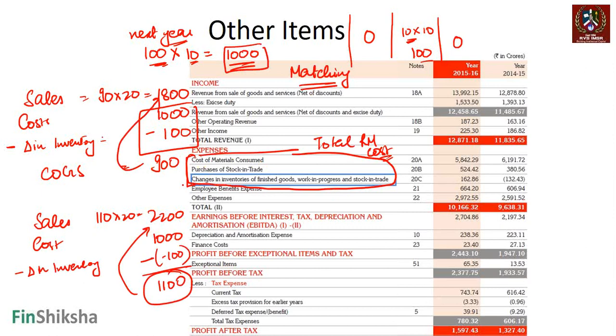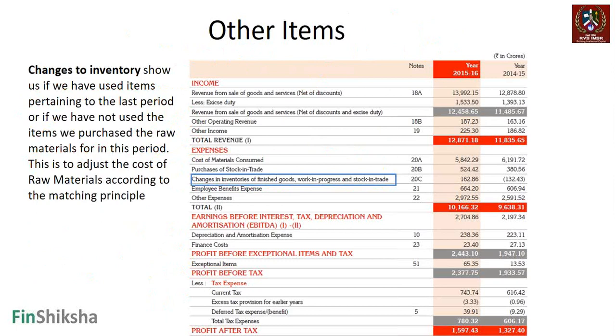In the non-manufacturing space, you will not see this line item anyways. For services companies, we don't see these data points. And that's your other item, the change in inventory. The change in inventory shows if we have used items pertaining to the last period or if we have not used the items we purchased for raw materials for this period. This is to adjust the cost of raw materials according to the matching principle. Just keep this in mind, right? That's your changes to the inventory.